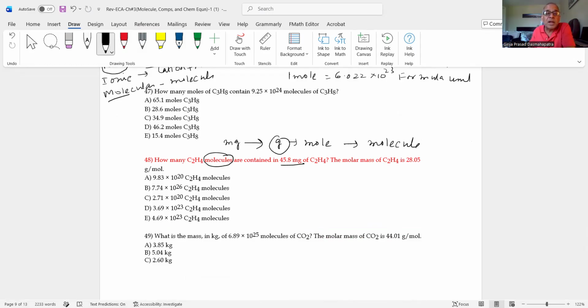So if you look at it, 45.8 milligrams of C2H4. So how do you convert milligram to gram? 1 milligram is equal to 10 to the power minus 3 gram. Okay. So you will write down milligram, you have to cancel. So it will be written like this, 10 to the power minus 3 milligram over 1 gram.